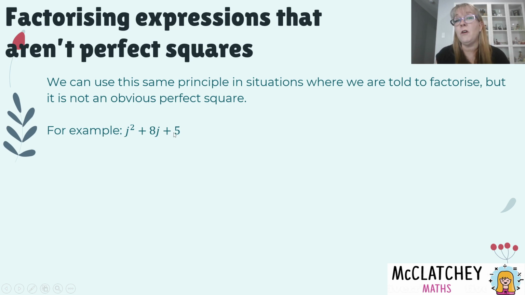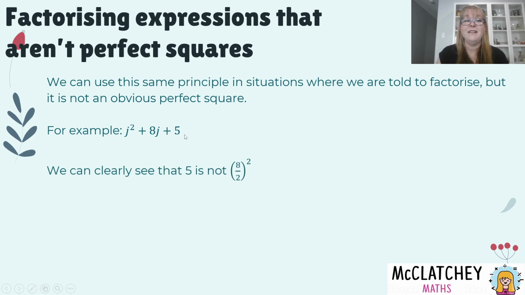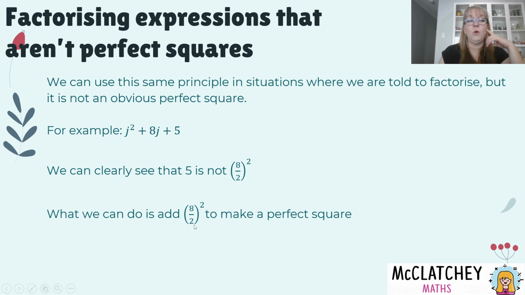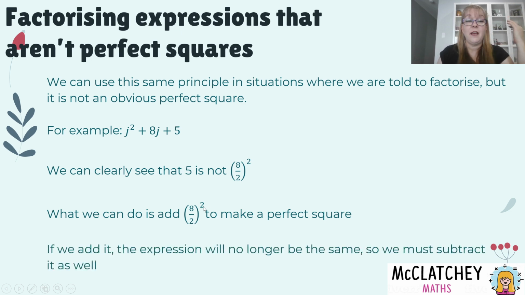And if I try my monic quadratic way of factorising, remember I'm looking for factor pairs of this number that add to this number. Well, there's only one pair of factors there that is equal to 5, which is 5 and 1. 5 plus 1 makes 6, not 8. So this is my problem here. What I need to do to make this into a perfect square is add 8 over 2 squared, the 16 we just talked about. But if I add 16 and then I factorise that part, I'm not going to end up with the same expression. We're looking for equivalent expressions.